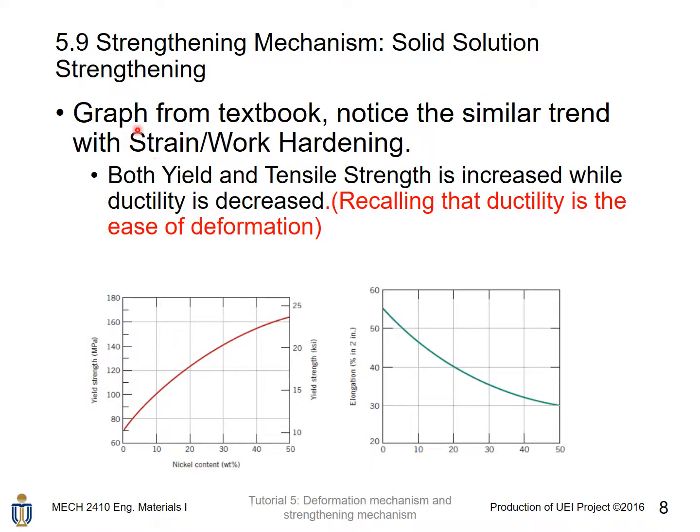And again, there is some graph from the textbook. If we add more impurities, it will have a very similar trend with the strain work hardening. Just like if you cold work more, if you add more impurities, the strength will increase more, but the ductility itself will be decreased more. Both yield and tensile strength are increased when we add more and more impurities for solid solution strengthening, while the ductility will be decreased. And again, recall that ductility is the ease of deformation.